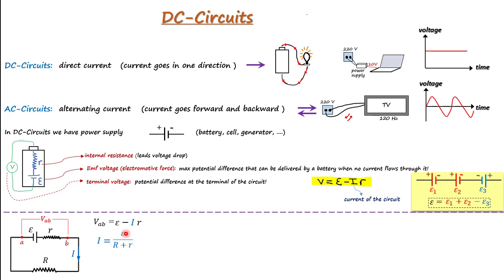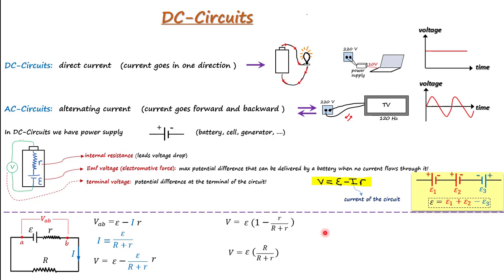When you plug this equation in here, then you would get, so forget about AB, I'm just going to use V here: epsilon minus, and for I I'm going to use this equation, epsilon over capital R plus small r, times small r. If you take epsilon out, parenthesis, 1 minus small r over capital R plus small r, and if you play with it a little bit, then we get this final equation, which is epsilon times capital R over capital R plus small r.